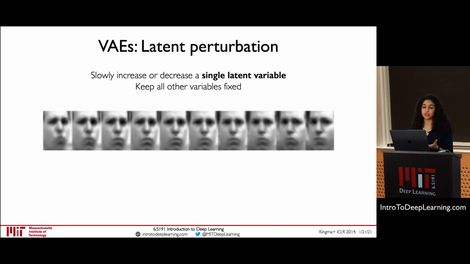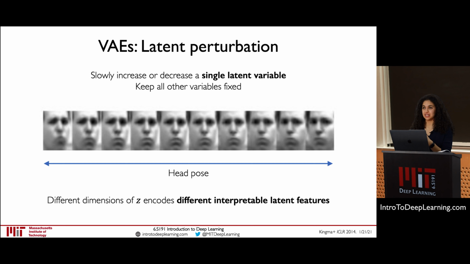So an example of that result is in the following, where this perturbation of the latent variables results in a representation that has some semantic meaning about what the network is maybe learning. So in this example, these images show variation in head pose. And the different dimensions of z, the latent space, the different latent variables, are in this way encoding different latent features that can be interpreted by keeping all other variables fixed and perturbing the value of one individual latent variable.